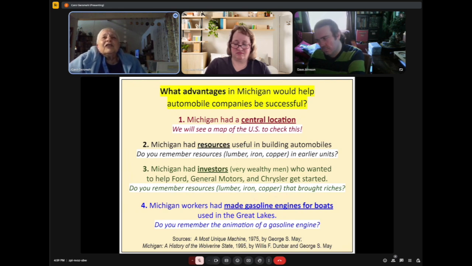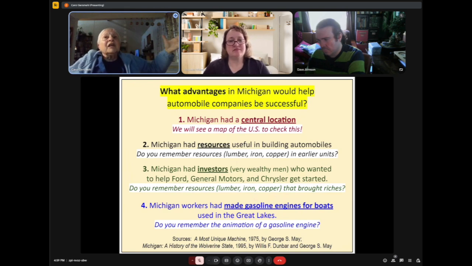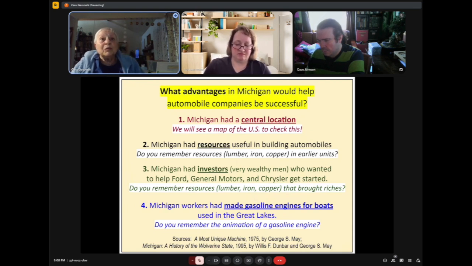Michigan had a central location. It wasn't on the edge of the United States. It was kind of in the middle, but also near people. Michigan had useful resources. It's nice to have iron and copper available if you want to build an automobile.